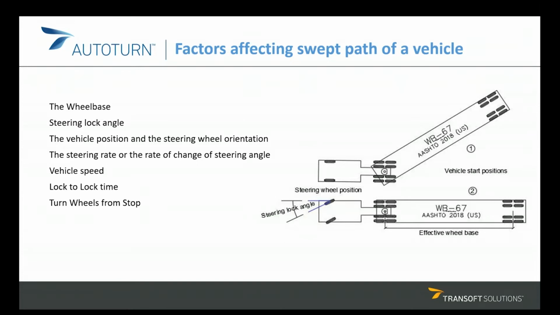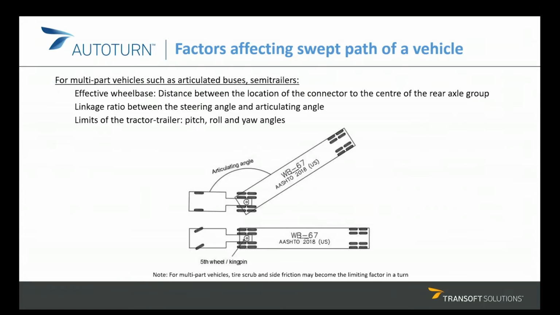Turn wheels from stop. This option is a direct override of the lock-to-lock time. It assumes that the wheels are already steered to a certain angle when the vehicle starts its movement, meaning that there is no transition portion for the path at all. For multi-part vehicles, such as articulated buses, semi-trailers, and other long combination vehicles, additional factors are included like the effective wheelbase, which is the distance between the connector to the center of the rear axle group, the linkage ratio between steering angle and articulating angle, and also the limits of the tractor trailer, which are the pitch, roll, and yaw angles.